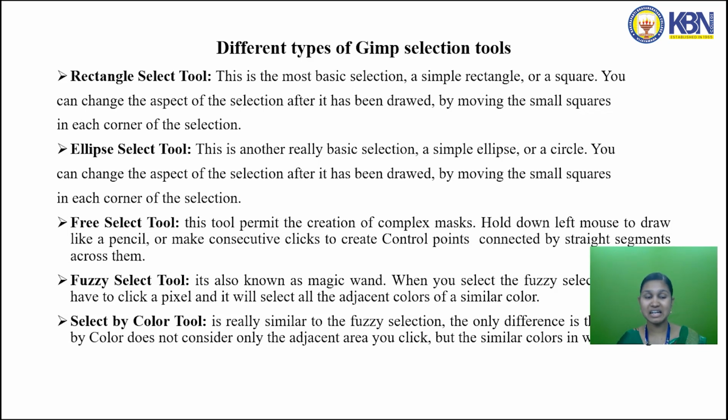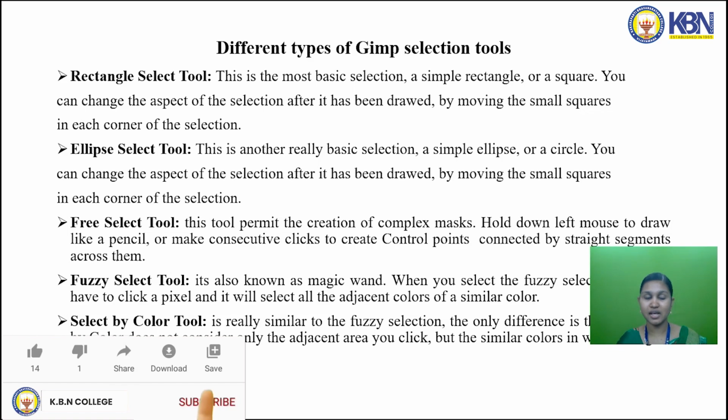The free select tool means you have to match point to point. Let's take the example of a graph. First you have to point a particular x-axis and y-axis. Finally you have to match the particular graph. Okay, like that free select tool. These are all control points connected by straight segments.